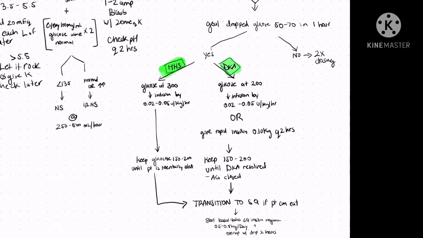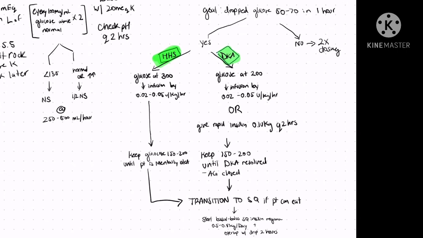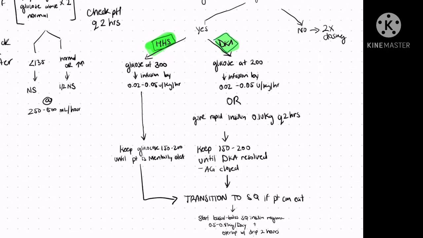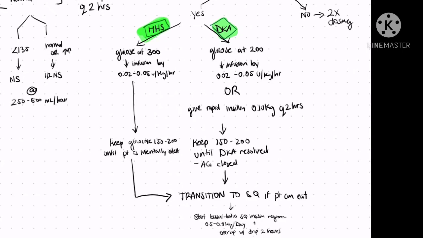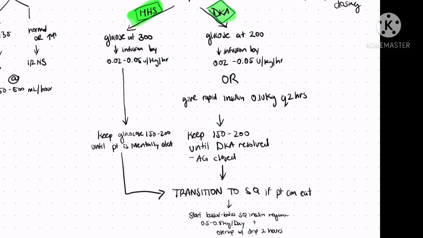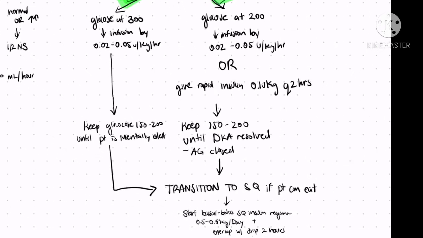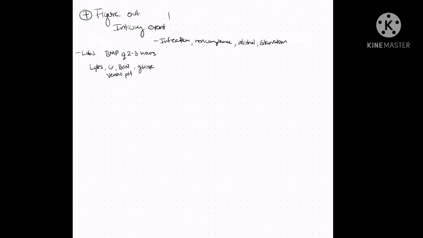And I would either do like 50-50 or 60-40 between the basal and bolus and adjust accordingly. It's important to keep the drip running for about 2 hours while you transition them. So these patients are getting blood work done about every 2 to 3 hours. The main thing you're checking is a metabolic panel, so lytes, BUN, glucose, venous pH, beta-hydroxybutyrate, and of course you want to make sure the anion gap closes. In addition to that, you want to figure out why this happened. Was it an infection? Was it non-compliance, alcohol, starvation, etc.?